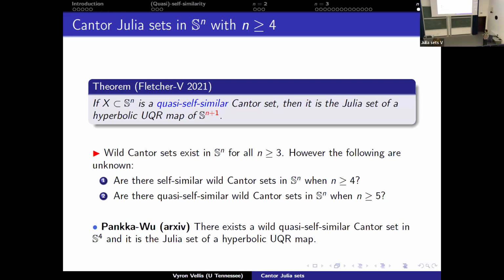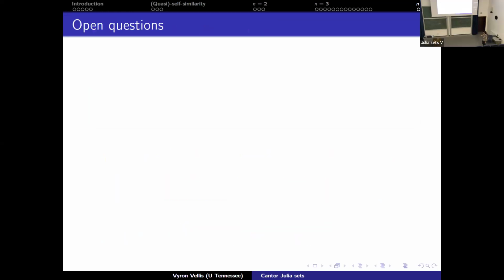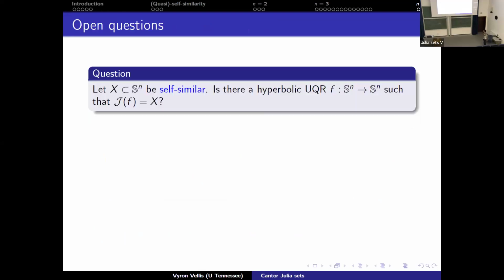All right, so I'm going to end with 2 questions, which are very easy, but I don't know how to solve. The first question is, suppose that I have a self-similar Cantor set. Is there a hyperbolic UQR map that produces this set as a Julia set? For tame sets in S^3, the answer is yes. Anything else, we don't know.